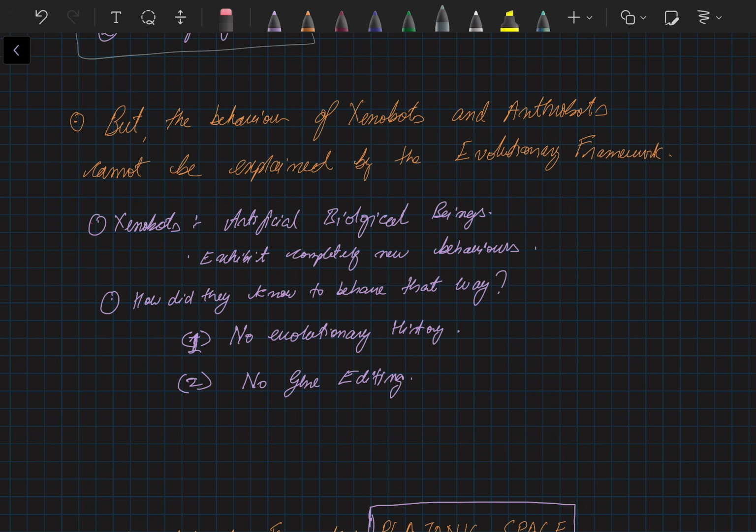Now, this is where the standard biological framework completely breaks down. Because now we have this important question. Just now, I described the behaviors of the xenobots as well as the anthrobots. So now the question is, how did they know how to behave that way? Because there has never been any evolutionary selection to make a so-called good xenobot.